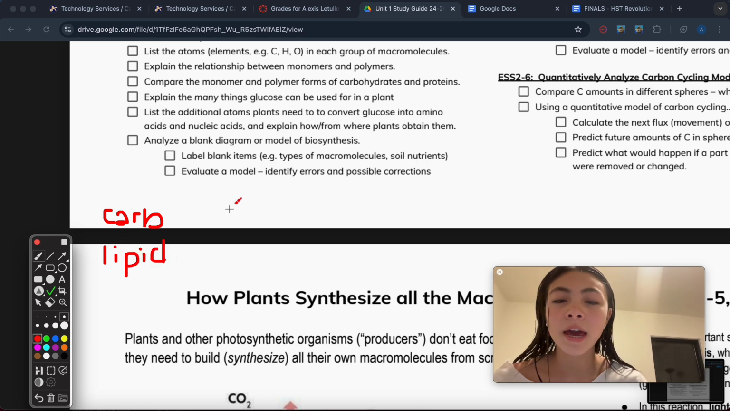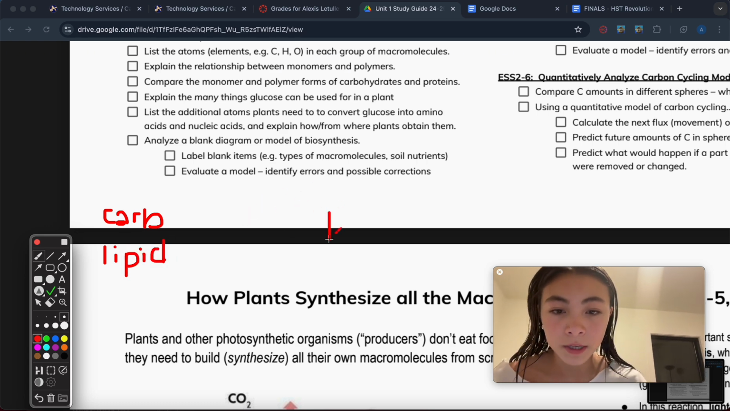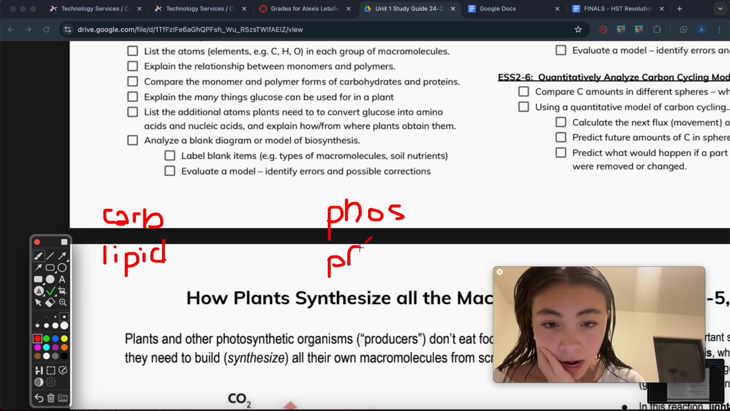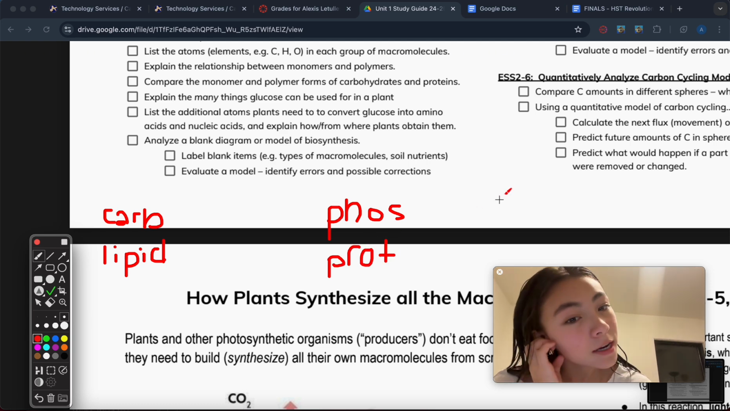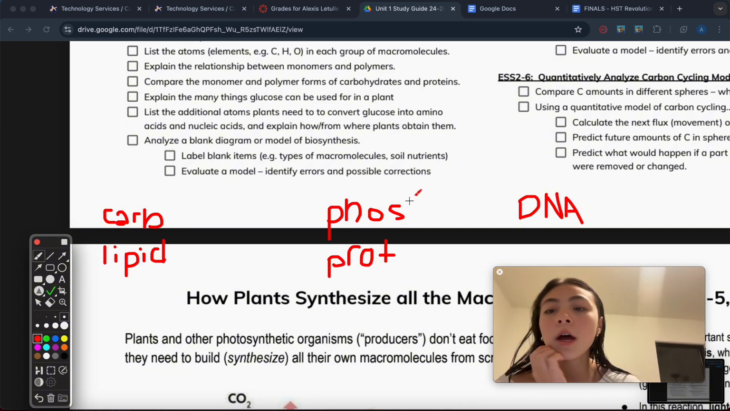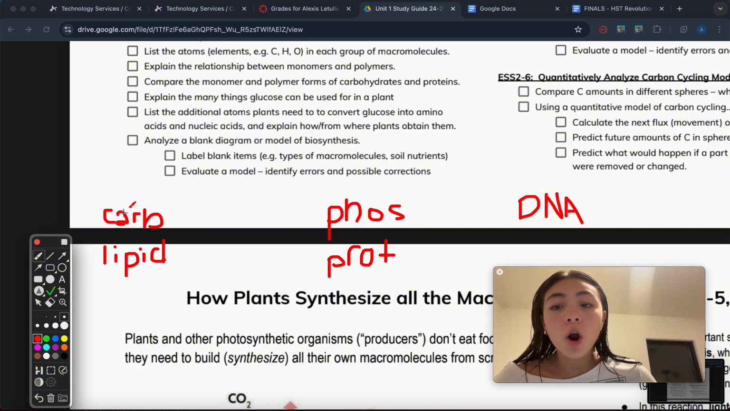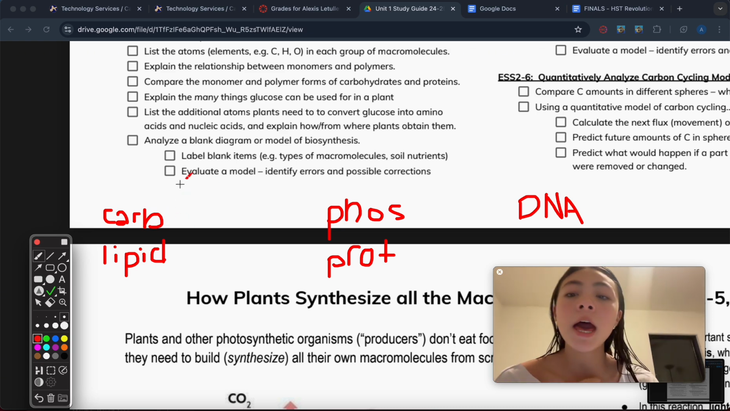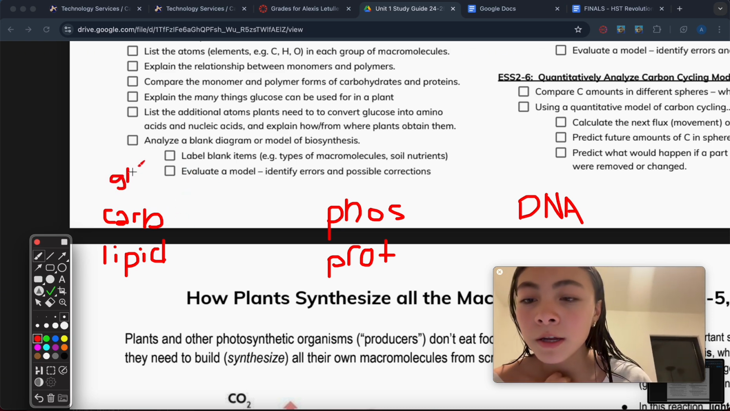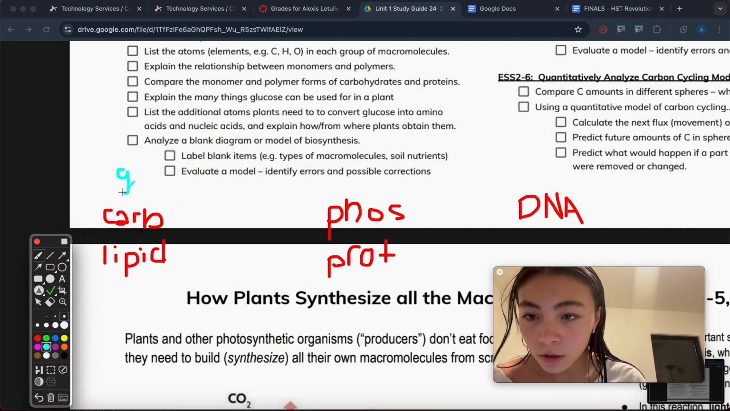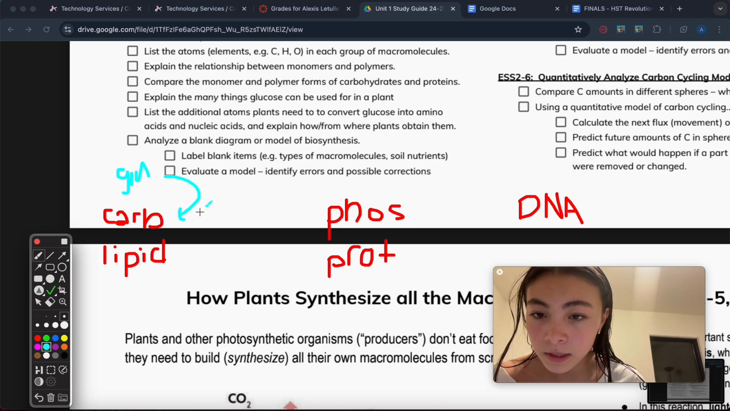It could become a phospholipid. It could become a protein, like an amino acid. I'm just gonna put prot. And then it could also become a nucleotide. I'm just gonna put DNA because it's shorter. Okay. And carbohydrates and lipids are both just CHO. So a plant can directly take glucose and turn it directly into these.